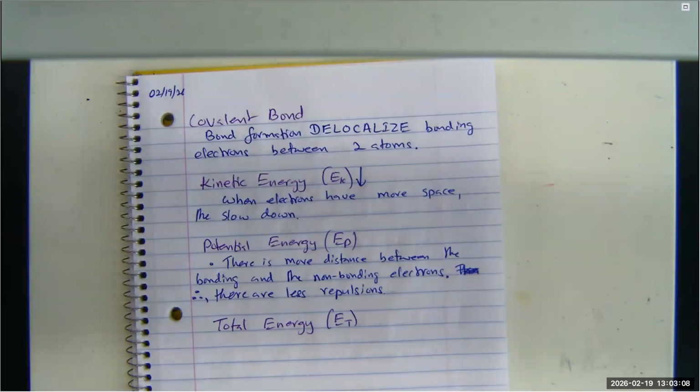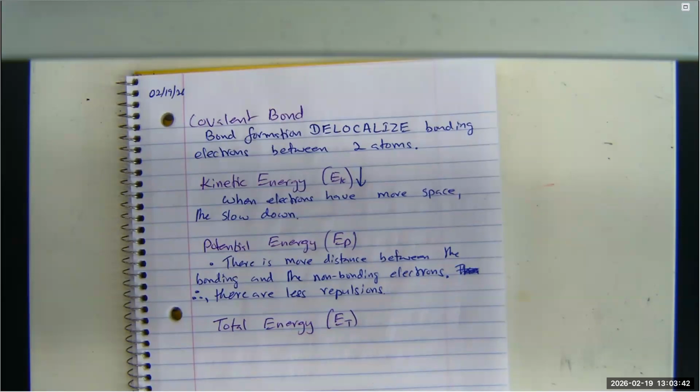The same thing happens with the non-bonding electrons. When the bonding electrons go away, the remaining electrons are going to feel the mother's love. I'm sorry, the positive charge of the nucleus more. As a result of that, there are more attractive interactions between the nuclei and the non-bonding electrons. Therefore, it's going to be a lower potential energy. So that's another reason why the potential energy decreases when you form bonds.